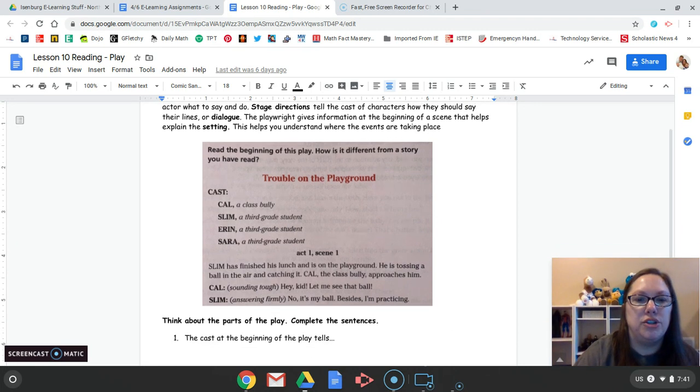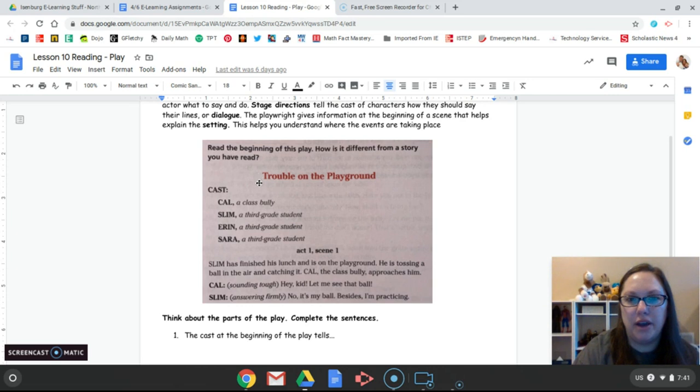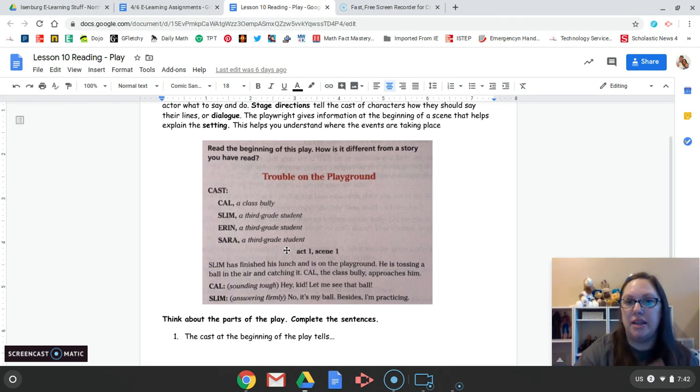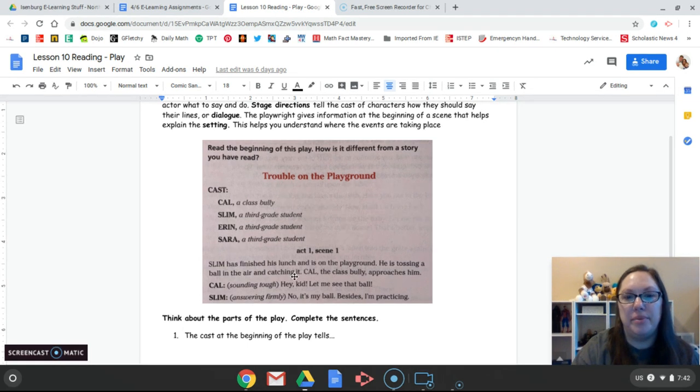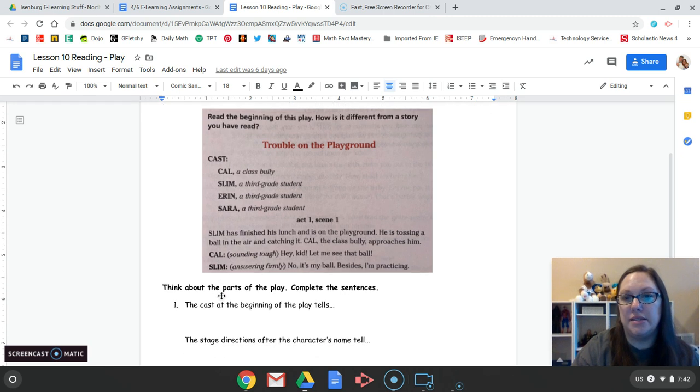Okay, and I want you to notice, now I know this is only one little piece of a play, but it gives you the title of the play right up here at the top, Trouble on the Playground, and then it gives you the name of the act or the scene. So those are sort of like what chapters would be in a chapter book. They kind of break up the play based on what the setting is. So if the setting changes, then they change to a new act or a new scene. And then it gives you what's happening, where they are, and then starts into what people are going to say.